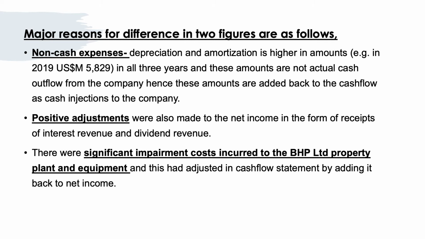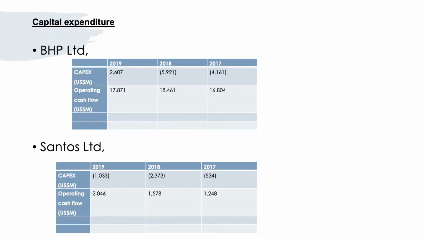The final reason is the significant impairment costs incurred on BHP Limited's property, plant and equipment, and this was adjusted in the cash flow statement by adding it back to net income. So that's why cash flow is greater than the net income generated for the period.